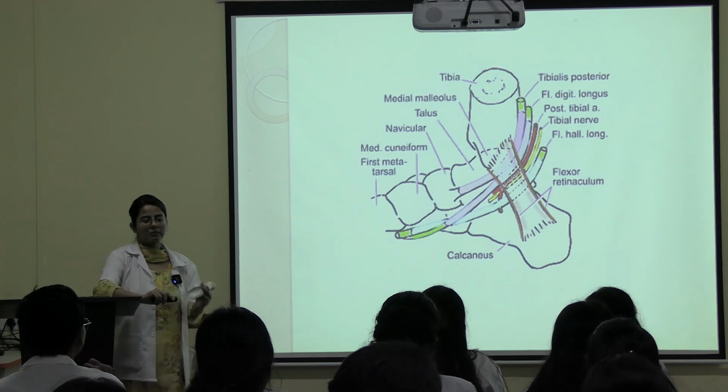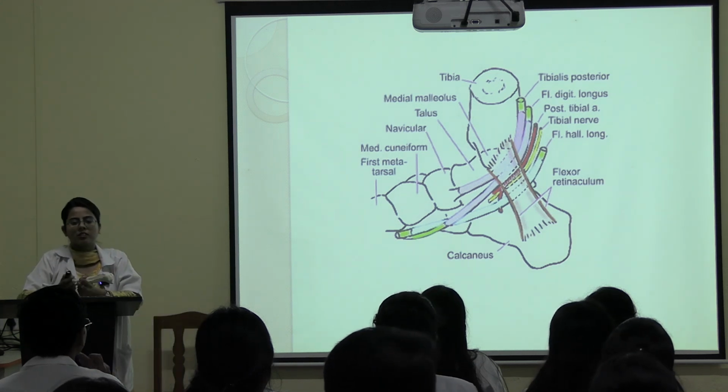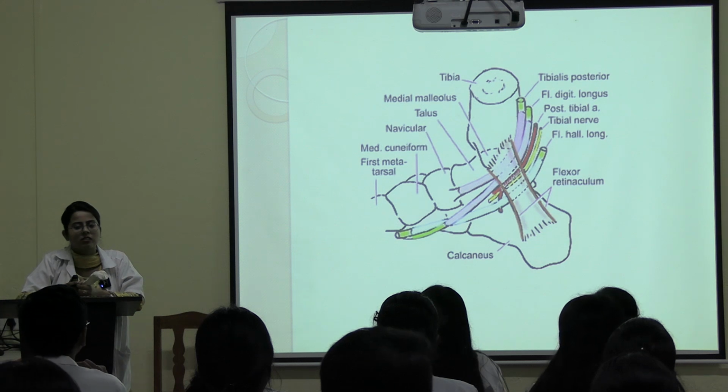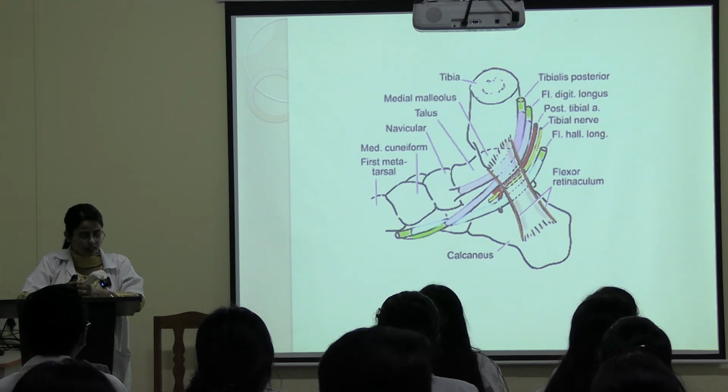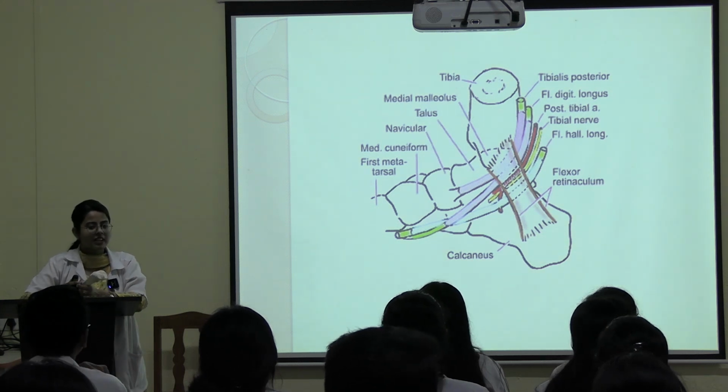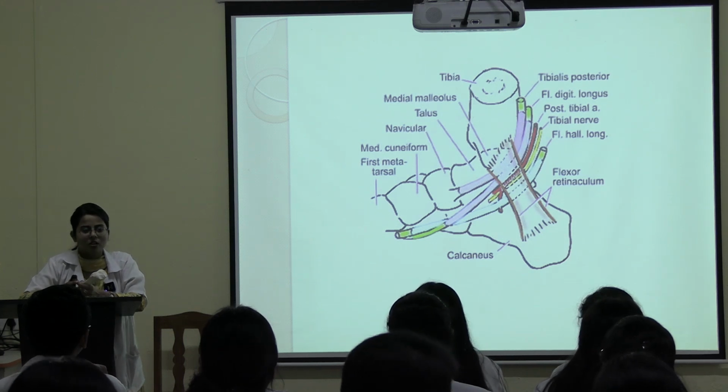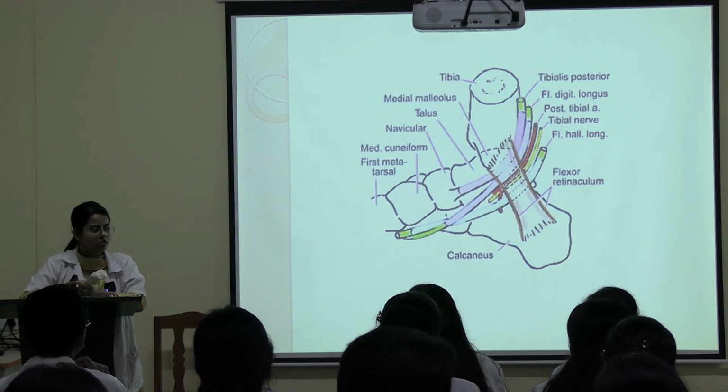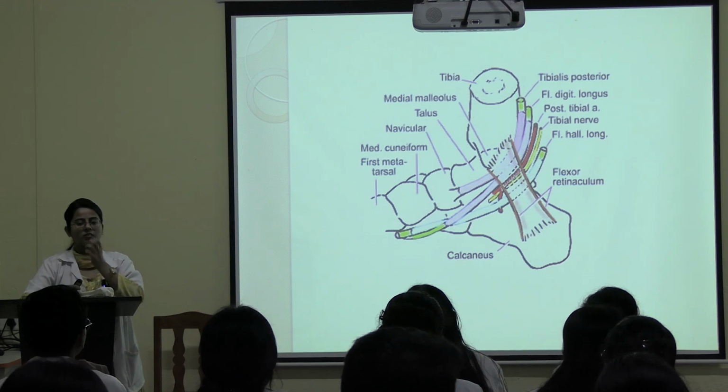Can anyone tell me the anterior relations? First of all, tibialis anterior. Then extensor or flexor? Extensor. Extensor hallucis longus. Then which artery?